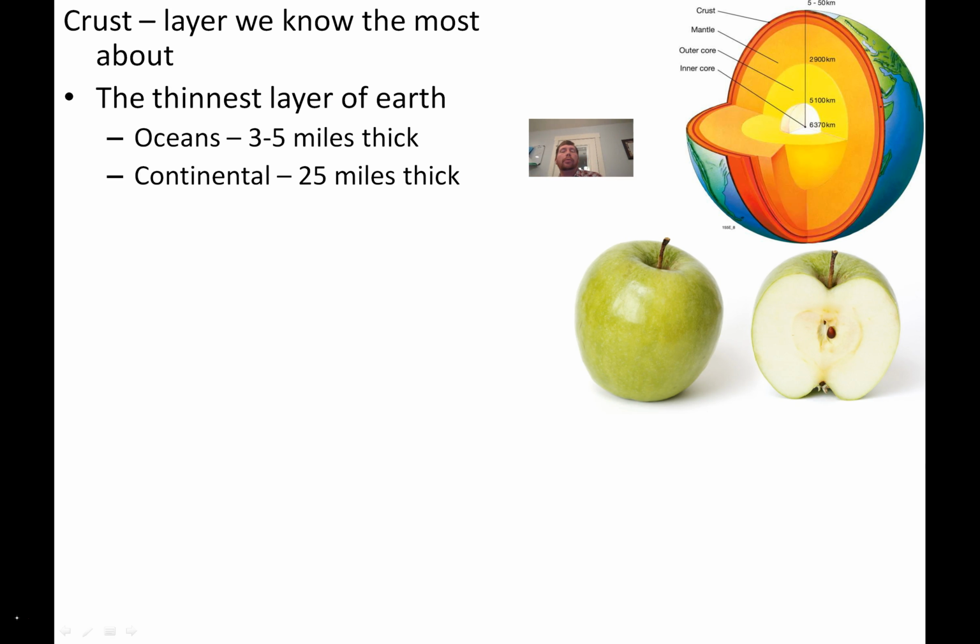The crust is the thinnest layer of Earth by far, and it's not even close. At the ocean, the crust is only 3 to 5 miles thick. On the continents, on land, the crust can be 25 miles thick. Now that may seem really thick, but the thickness of the crust compared to the rest of the Earth is like the thickness of the skin of an apple compared to the rest of the apple. If you take an apple and cut it in half, the skin is basically the same thickness relative to the apple as the crust is to the rest of the Earth. So it's a really, really thin layer.